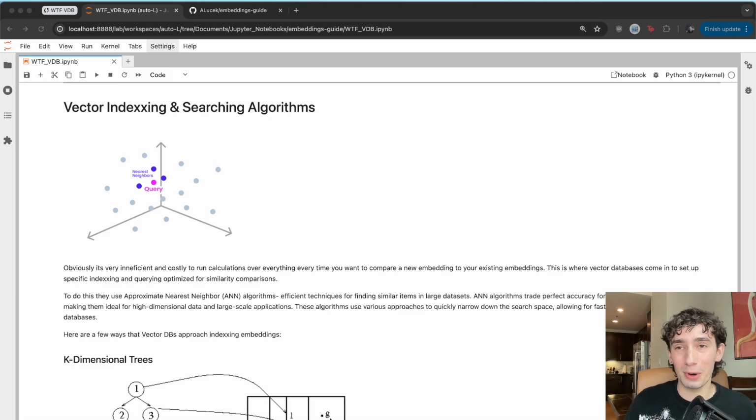So for those of you who are brave enough to be continuing on with talking about the indexing and searching across vector databases, let's dig into the idea of the approximate nearest neighbor algorithm, or efficient techniques for finding similar items in large data sets, which is what vector databases really rely on to trade the perfect accuracy that a traditional database would offer for improved speed, making them ideal for high-dimensional data and large-scale applications.